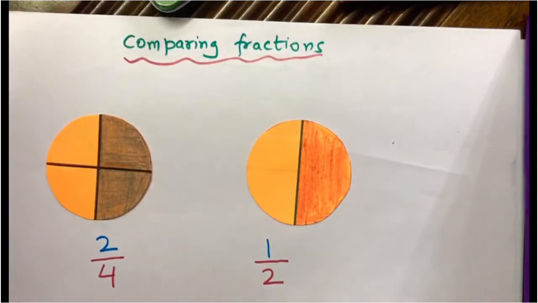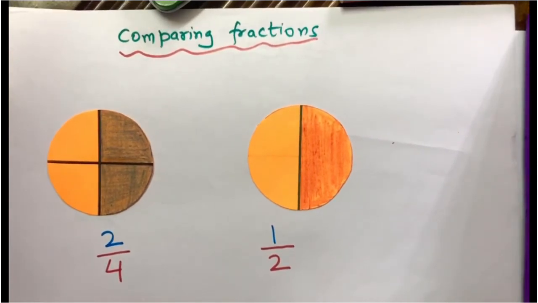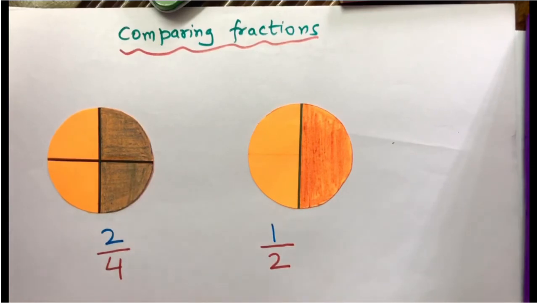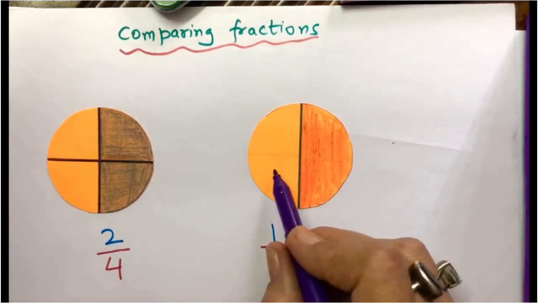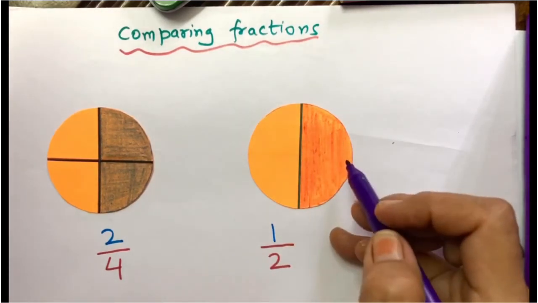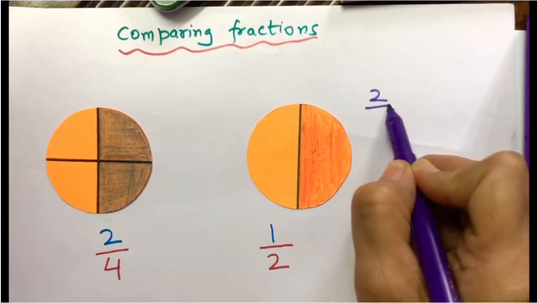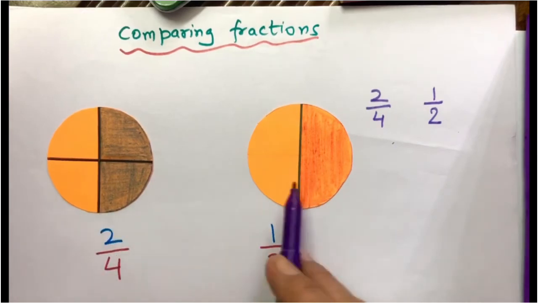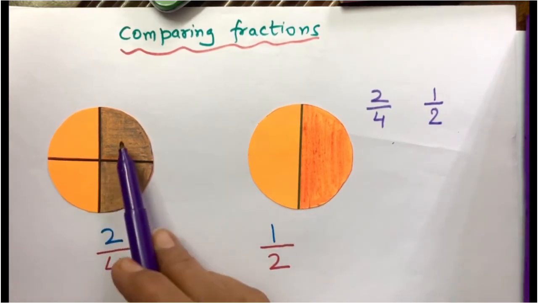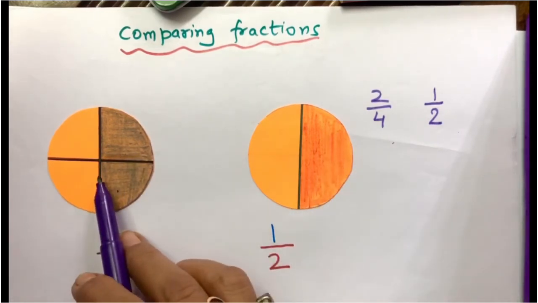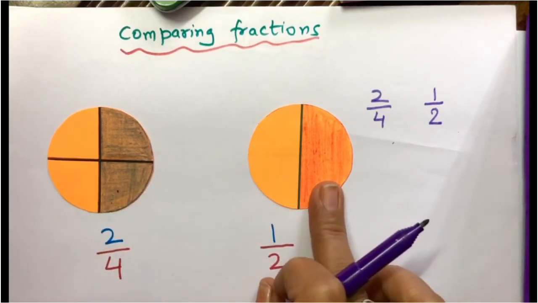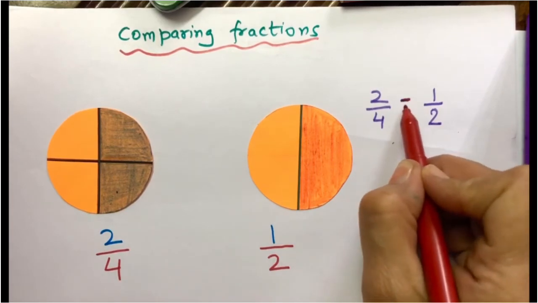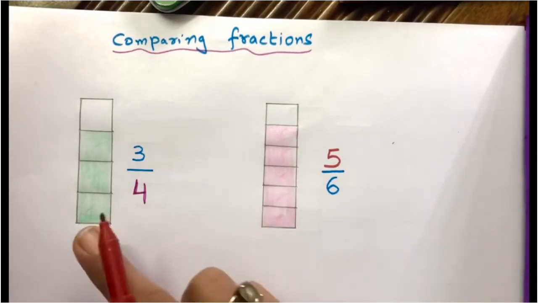Now let's take another example. Here we have a whole which is divided in 4 equal parts. Out of this, 2 are shaded. In this whole, you can see that it is divided in 2 equal parts and 1 is shaded. So when we compare this, 2/4, this fraction and this fraction, 1 upon 2. If we see these two models, we can say that two parts of this whole and one part of this whole makes a half, isn't it? It's a half of a circle. So here they are equal.